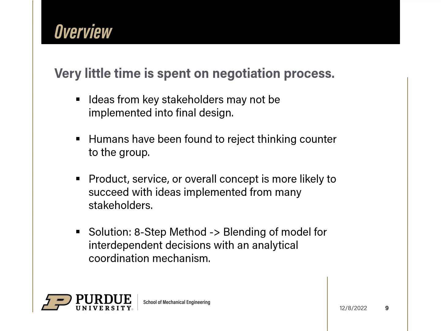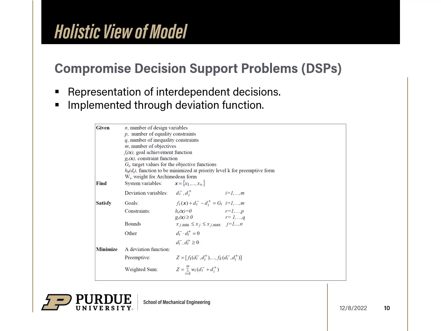Products, services, or the overall concept is more likely to succeed when the ideas are implemented from many different stakeholders. To that end, the solution that was presented in the article is an 8-step method that was a blending of a model for interdependent decisions and then an analytical coordination mechanism that kind of tied everything together.